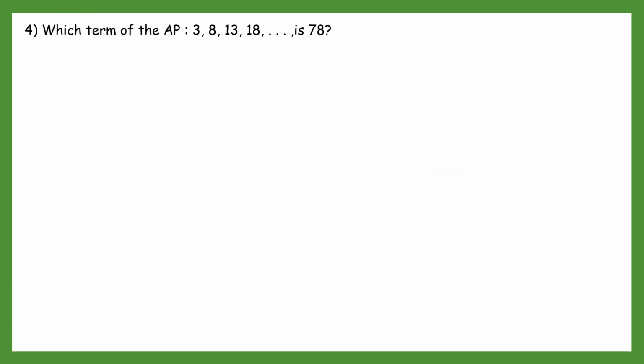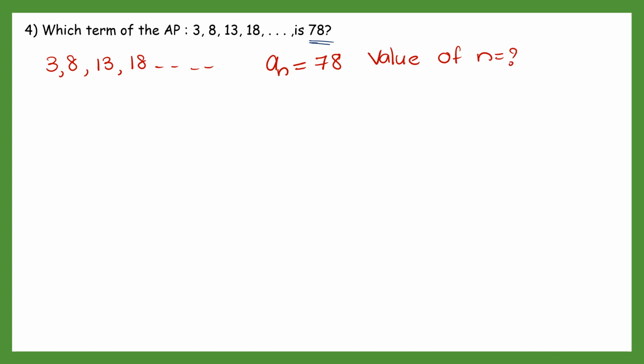Next, which term of the AP 3, 8, 13, 18 and so on is 78? So they have given the AP 3, 8, 13, 18 and so on. And they have given one term An as 78. We should find the value of n. The value of n is a question mark. Only one formula we need. What is that formula? An is equal to A plus (n minus 1) into D.